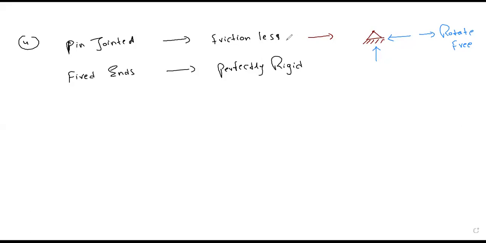If there is friction, then it is not going to rotate freely. So that's why pin joints are frictionless, where it is free to rotate. It is not free to move in the horizontal direction or in the vertical direction. So that's how we are supposed to assume pin joints are frictionless.